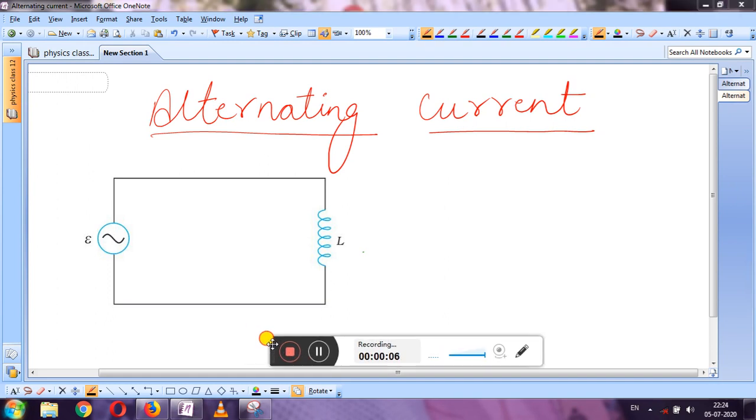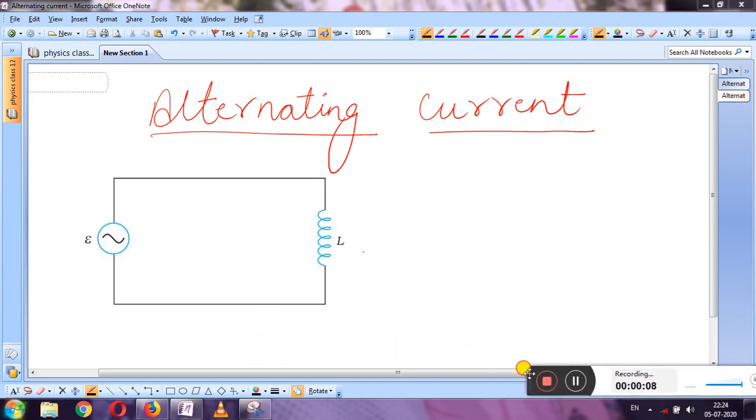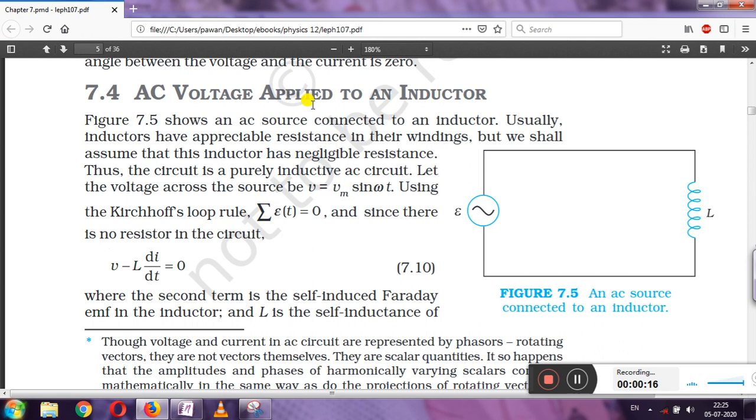Today we will study potential difference, or you can say alternating potential difference applied to an inductor. This will be our today's topic. Like we studied AC voltage applied to a resistor, we will study it applied to an inductor. In the circuit this time we will connect one inductor.